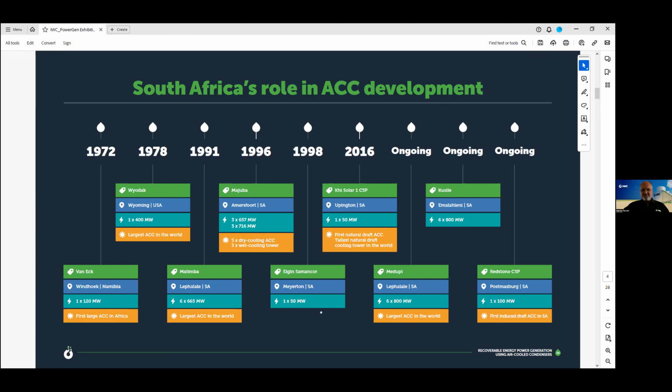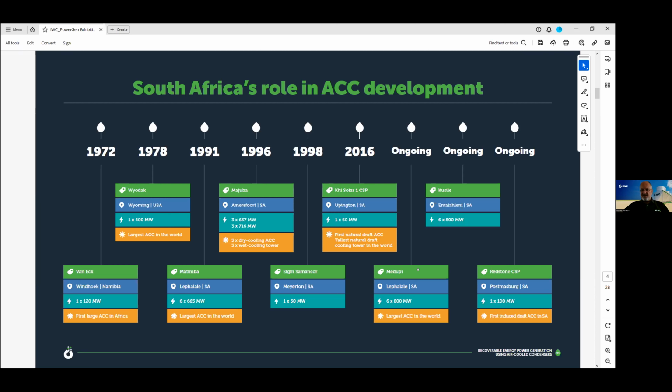And then I put this one in because this is where I got involved in air-cooled condensers. I was working for GA Air Cooled Systems on a 50 megawatt plant. Then in 2016, another groundbreaking air-cooled condenser: the Khi Solar One concentrated solar plant in Upington, a 50 megawatt plant with two hours of storage. It was the first natural draft air-cooled condenser from what I'm aware of. And it was the tallest natural draft cooling tower in the world at the time. Recently a larger one was built, but this was over 200 meters high.